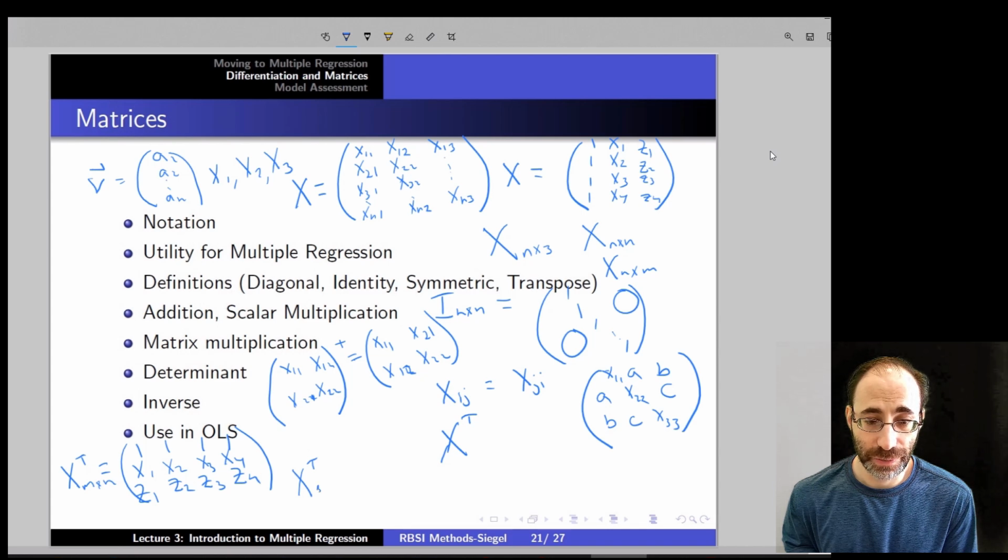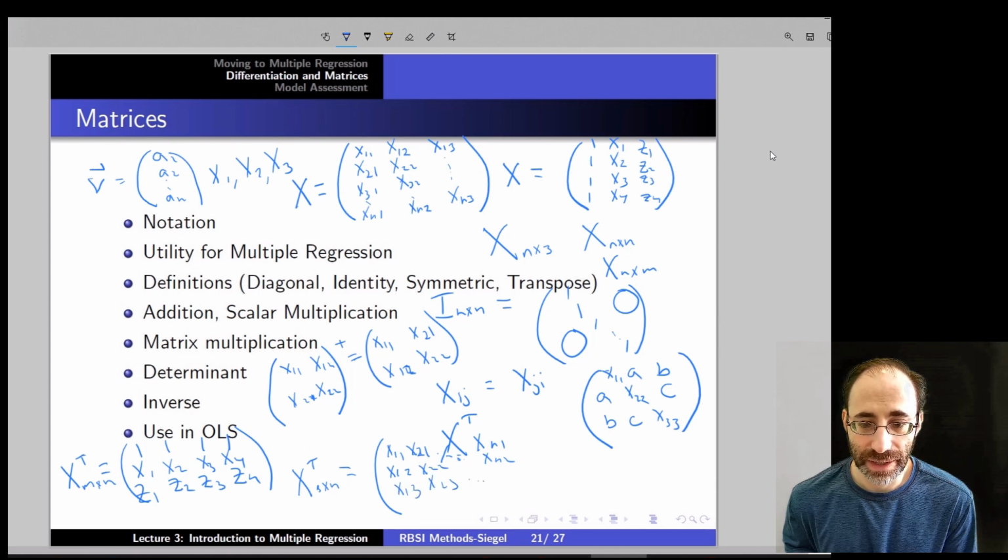If you wanted to see one more example of that, the transpose of this one would be a 3 by n matrix, which would equal: x11, x21, dot dot dot, xn1, and the second row is x12, x22, dot dot dot, xn2, and the third row is x13, x23, dot dot dot, and xn3.